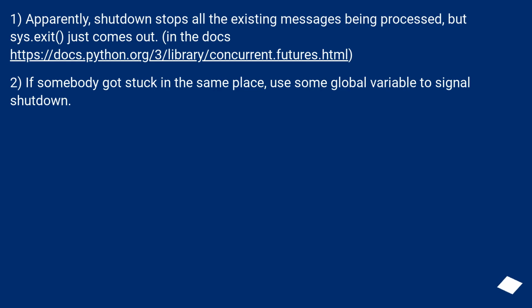One. Apparently, shutdown stops all the existing messages being processed, but sys.exit just comes out. In the docs, this URL. Two. If somebody got stuck in the same place, use some global variable to signal shutdown.